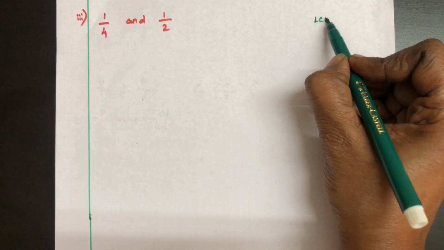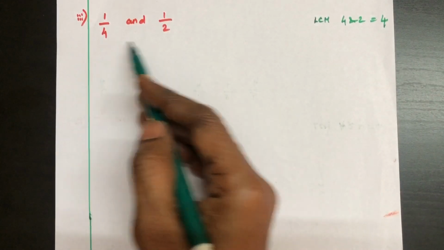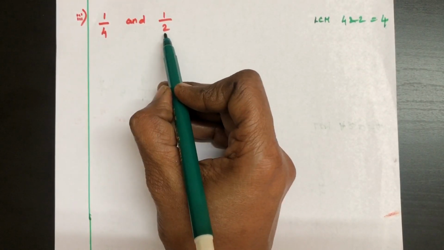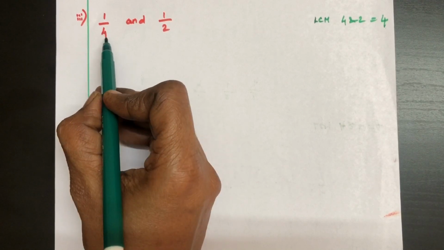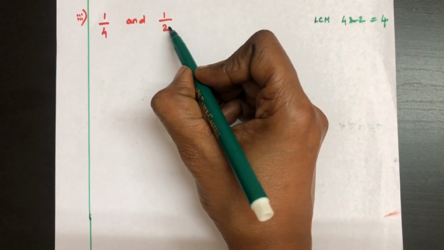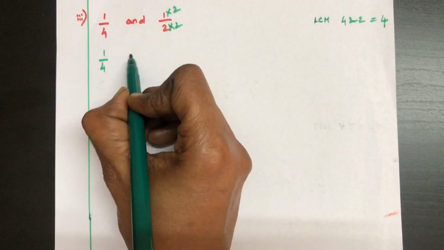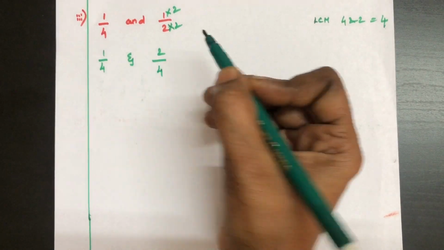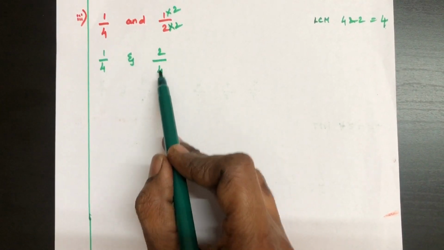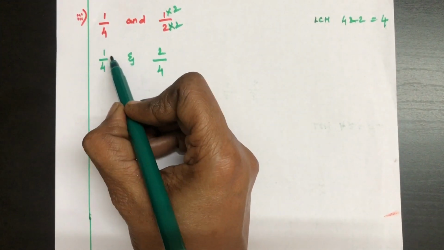So LCM for these two numbers 4 and 2 is 4, bigger number, right? Because it has common factor as 2. So bigger number is the LCM here. To make the denominator 4, the first number is already the denominator is 4. The second fraction is 2. So to make it 4, multiply it with 2. Here also with 2. So it becomes 1 by 4 and 2 by 4. Do you think in between 5 rational numbers will come? No, right? 1 by 4. Next number is 2 by 4. So no rational numbers. So now what we need to do is multiply it with 2.